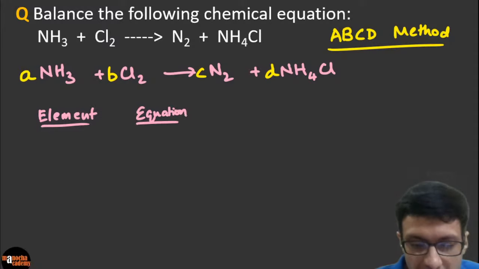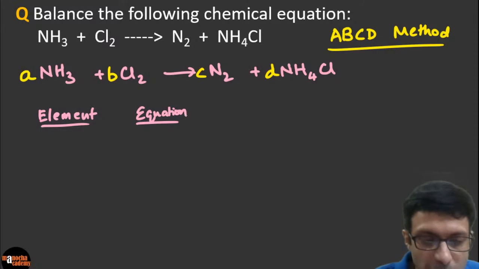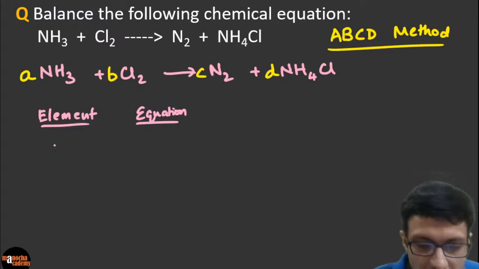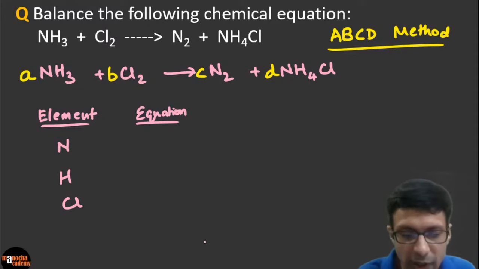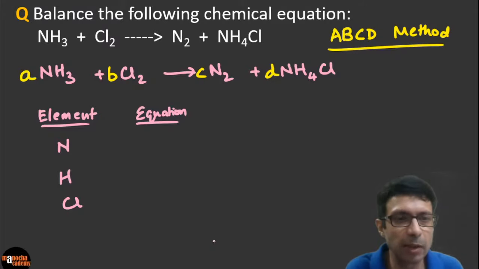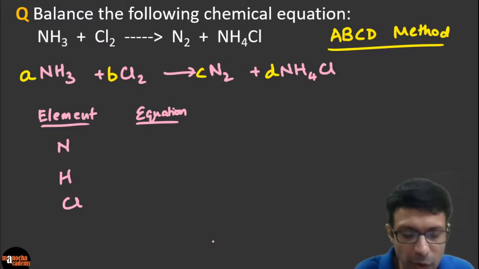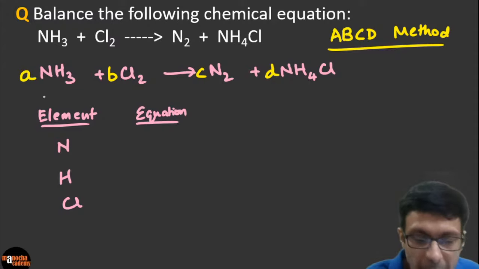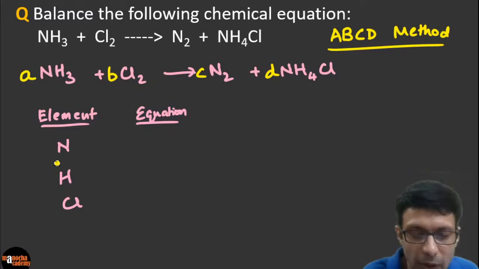So what equations are we getting? What are the elements in our chemical equation? Let's write down: we have nitrogen, hydrogen, and chlorine. Those are our three elements. Clear? Now guys, this is very important. Carefully follow me, and I'm going to make the ABCD method really easy for you. Take a look, focus on nitrogen first. That's our first element.